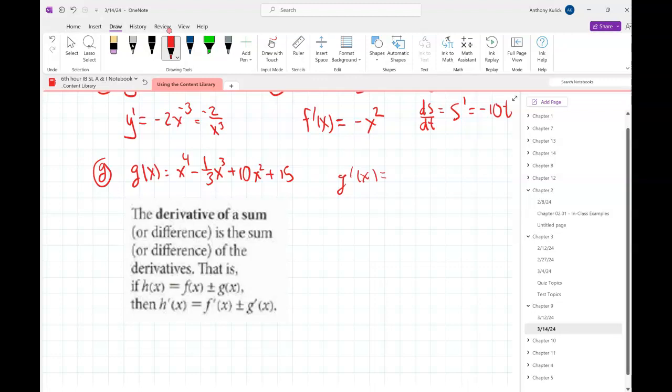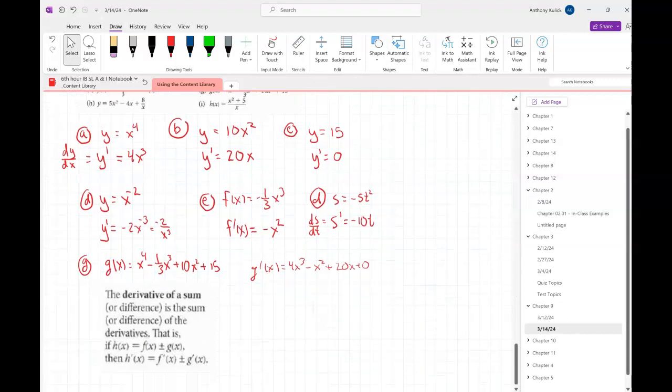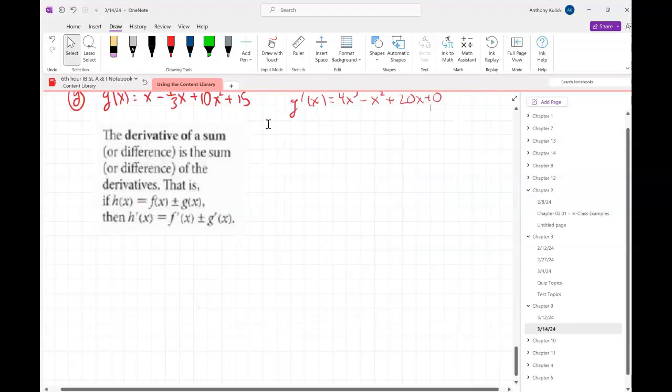So the derivative of x to the fourth, the derivative of negative x or -1/3 x cubed, the derivative of 10x squared, and the derivative of 15. And you don't have to write the 0 if you want, right? You guys feel good about that? So no big deal if you have something like, oh no, look at all that stuff. It turns out that stuff doesn't really matter, right? All right, I'm just going to copy it.